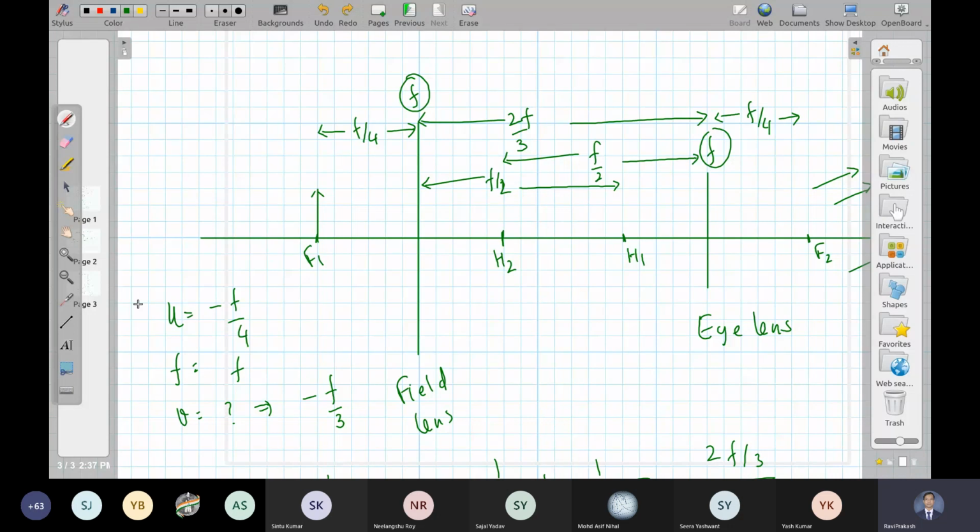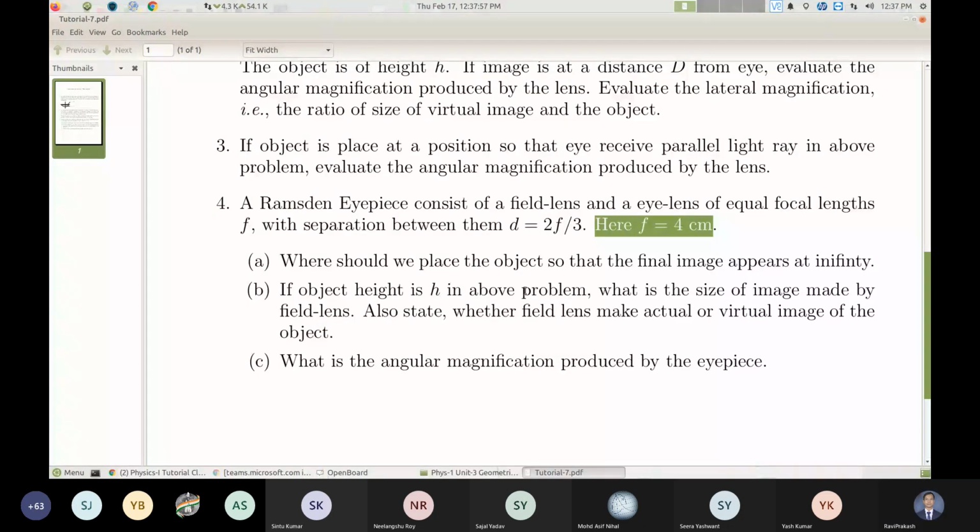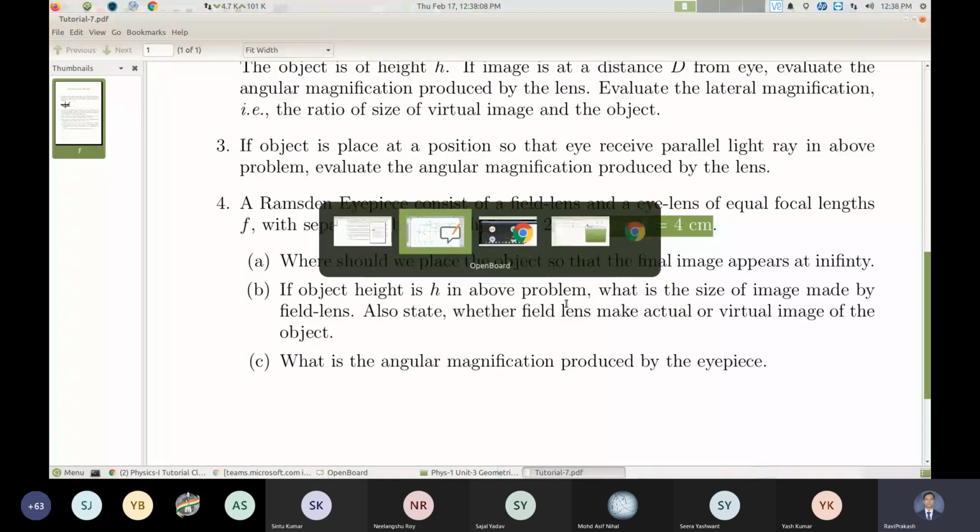So this is the object. Let me call it the first image because it is formed by the field lens. And this is the image. What will the size be? We don't know yet. This distance is f by 4. This distance is f by 3. If the object height is h in this problem, you know the object height. What is the size of the image made by the field lens?